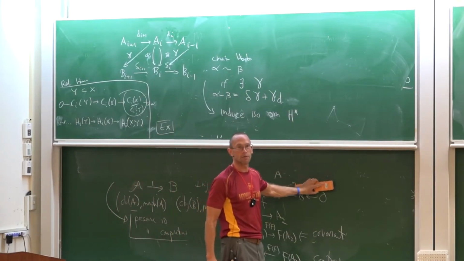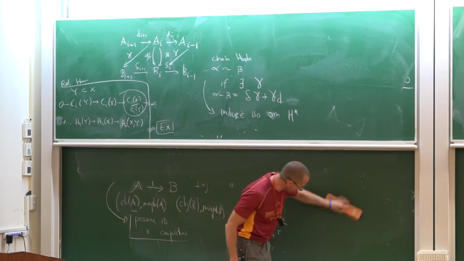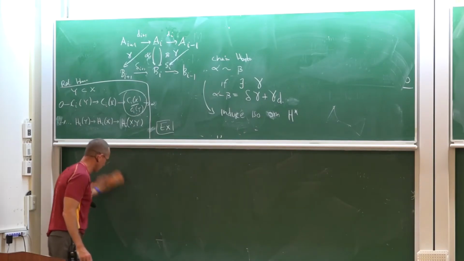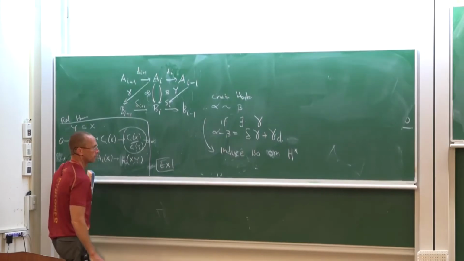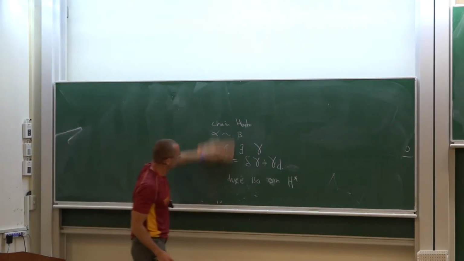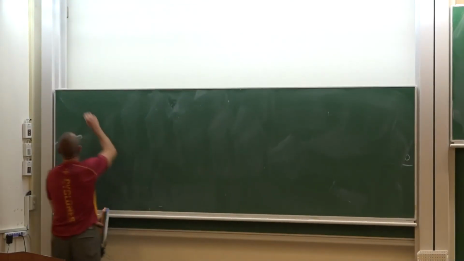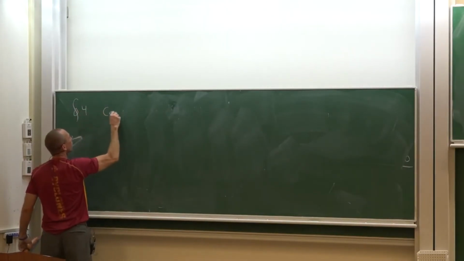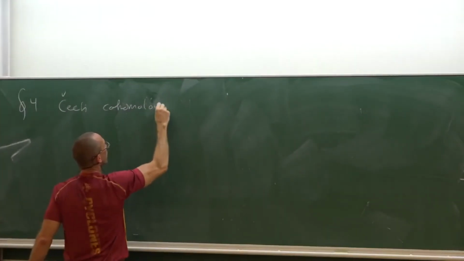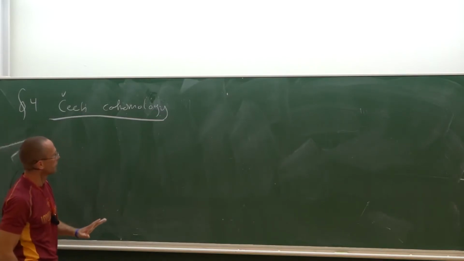So that was pretty fast. That was derived functor cohomology in 10 minutes. But it's not so bad, and it's really all just chasing diagrams. So Čech cohomology. This is the way that sheaf cohomology was first defined. And the idea is the following.